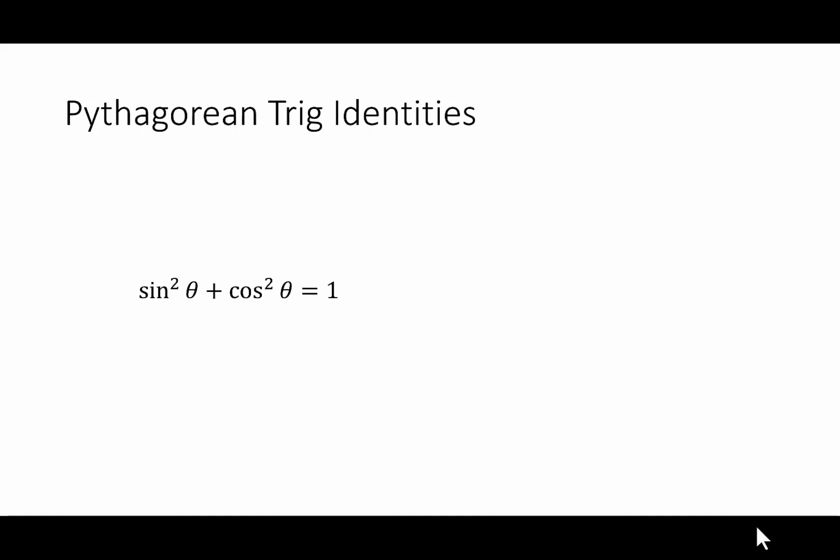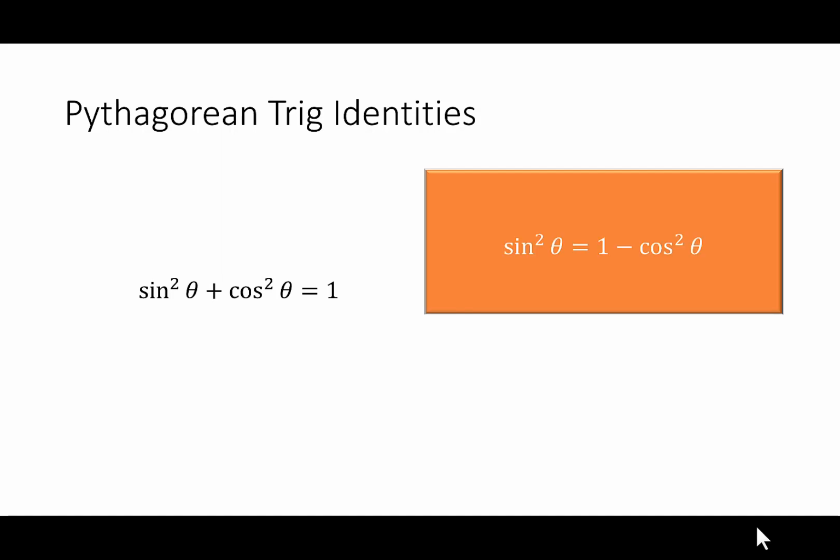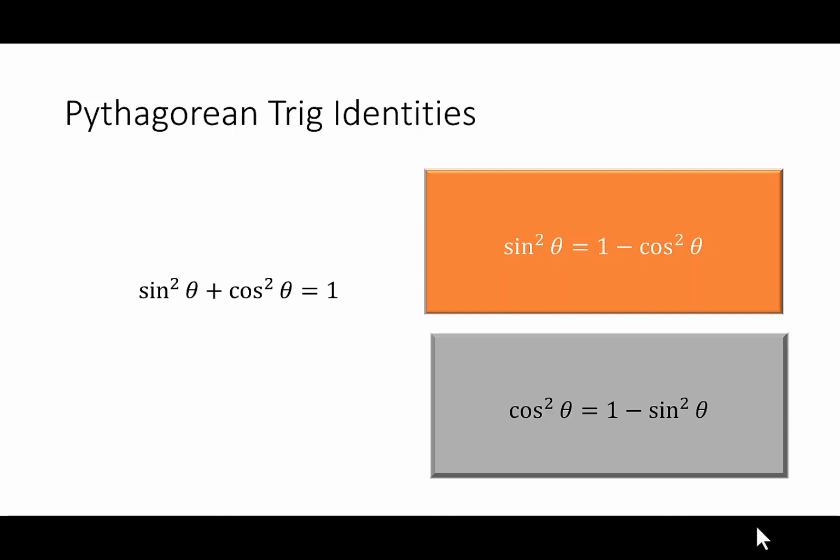If we solve sine squared theta plus cosine squared theta equals 1 for sine squared theta, we get that sine squared theta is equal to 1 minus cosine squared theta. If we solve sine squared theta plus cosine squared theta equals 1 for cosine squared theta, we get that cosine squared theta is 1 minus sine squared theta.